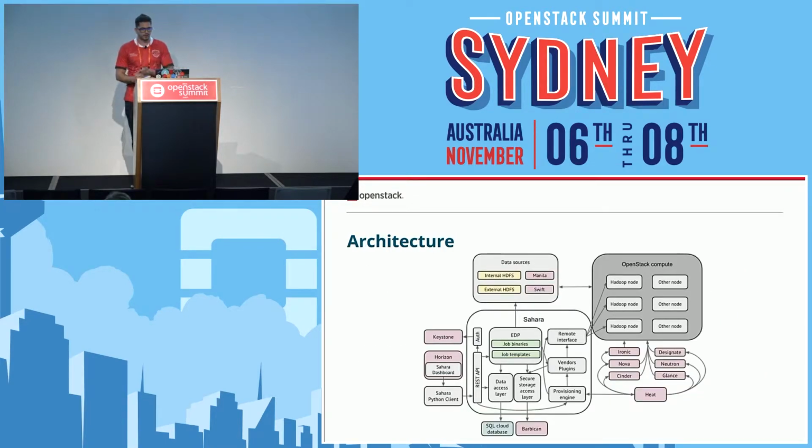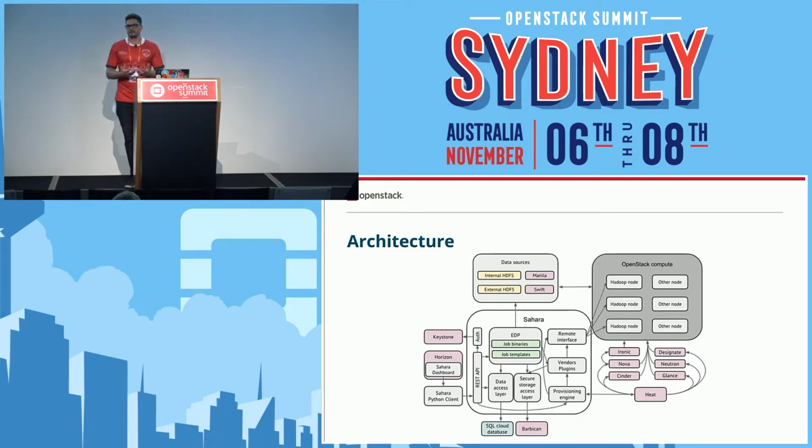A little bit of the Sahara architecture. Sahara is highly dependent on other OpenStack components. So we depend on Keystone for authentication. We depend on Horizon for our UI. We depend on Nova for instance creation. We depend on Heat for orchestration of the clusters.